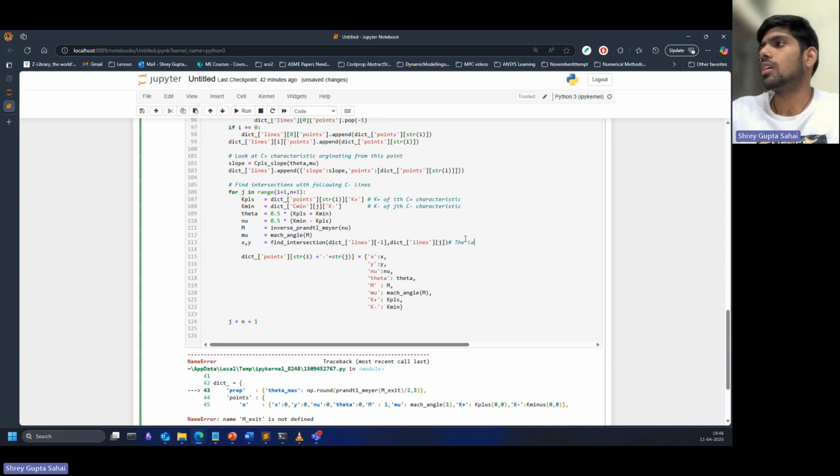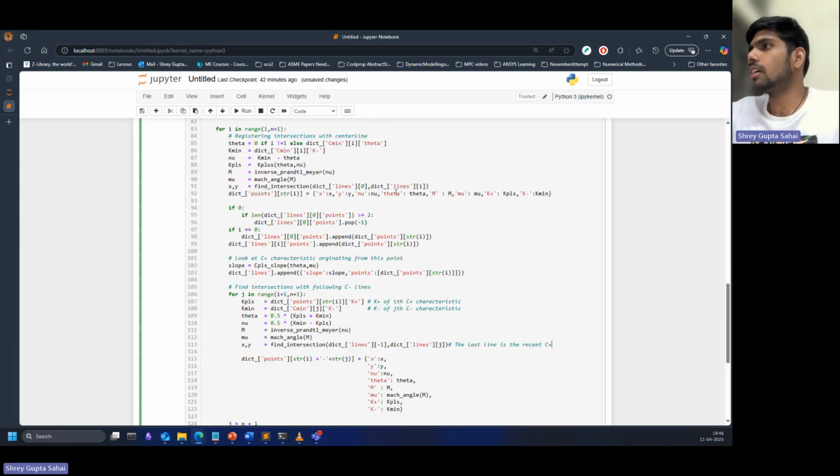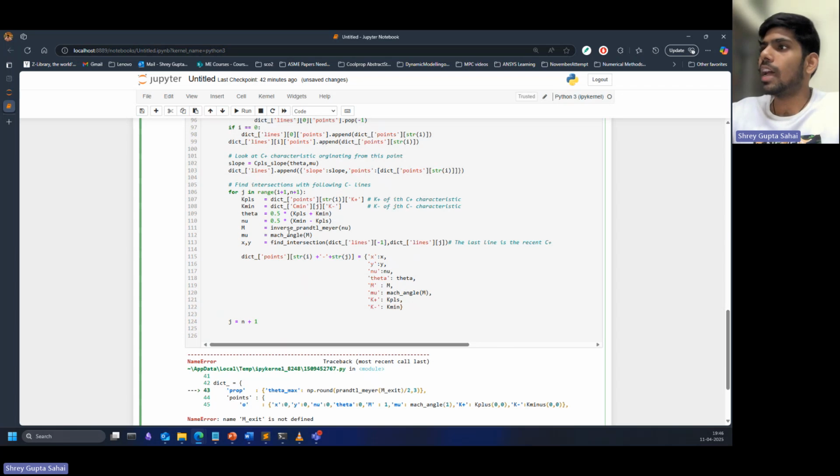The last line is the recent C plus and the jth line. Now, what is the jth line? The jth line corresponds to the line of the jth characteristic, right? You see here, this was the jth characteristic, right? So that is how we have done it. This is the logic. Once I do this, I'll stumble upon a point, I'll store that point.